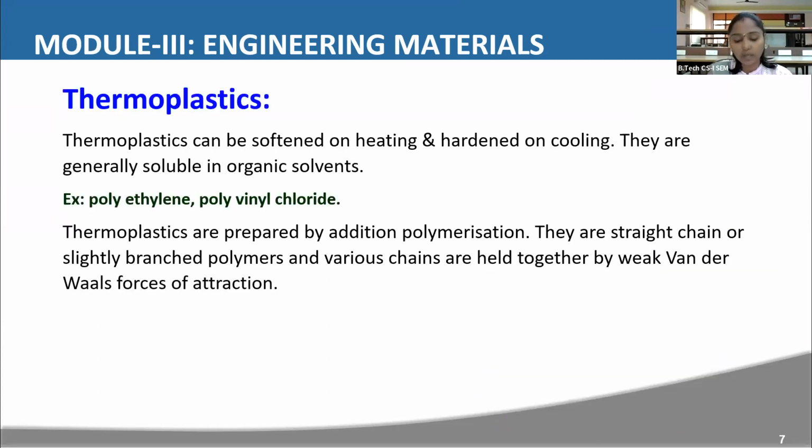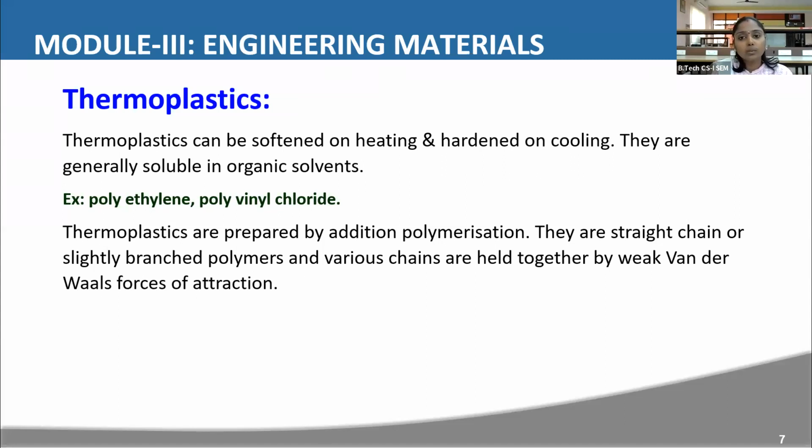Okay, and the next topic is thermoplastics. Thermoplastics can be softened on heating and hardened on cooling. They are generally soluble in organic solvents. Examples: polyethylene, polyvinyl chloride. Thermoplastics are prepared by addition polymerization. They are straight chain or slightly branched polymers, and the various chains are held together by weak van der Waals forces of attraction.